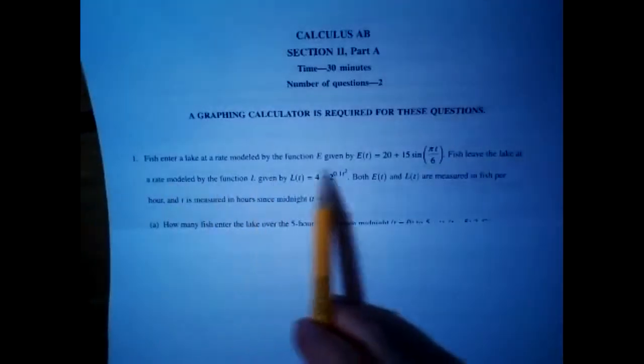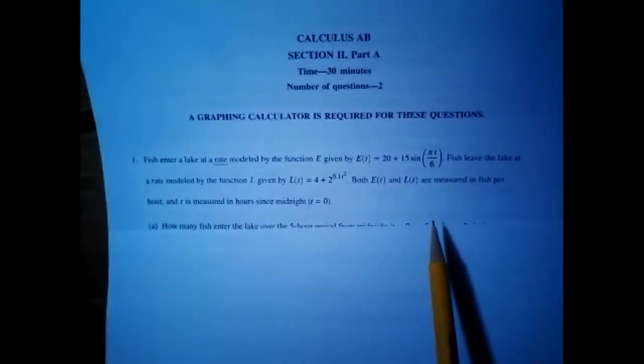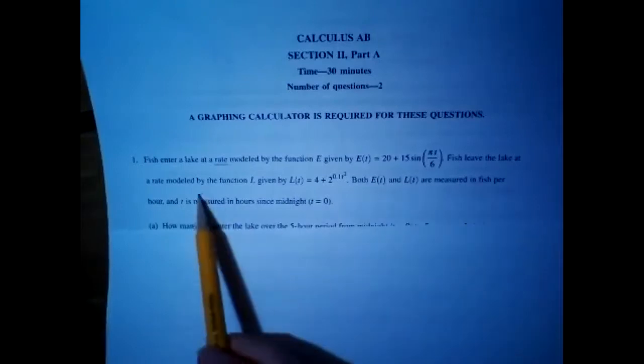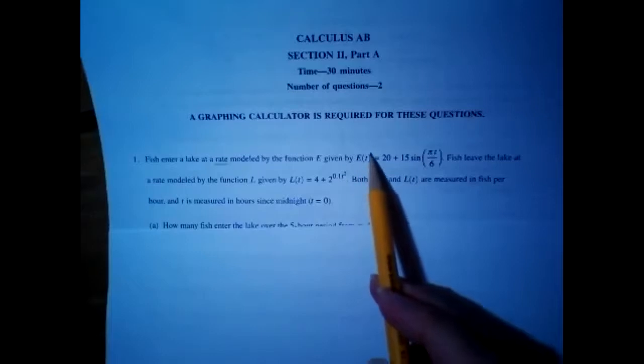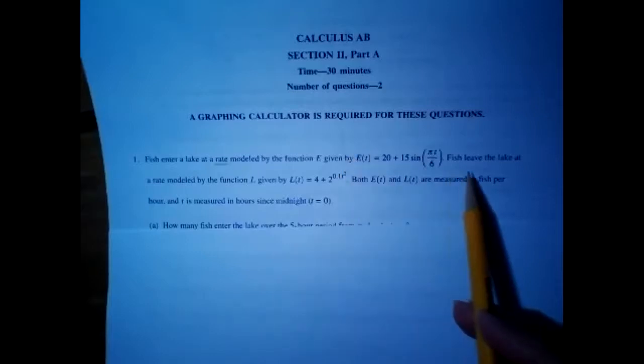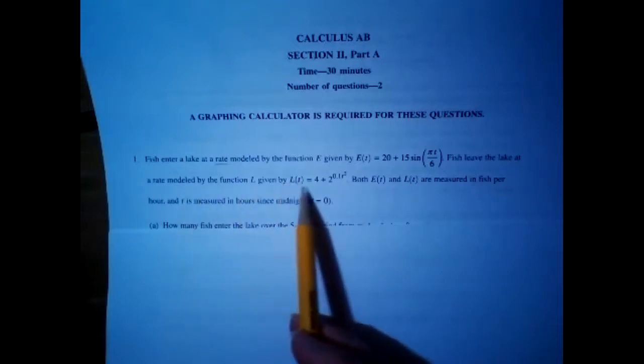So this is about fish entering a lake at a rate modeled by, now they give you the rate equation, and it is in fish per hour. So it is a rate, something per something else, fish per hour. So this is the rate of the fish entering, E of t. These fish leave the lake at a rate modeled by this function. So L of t is for leaving.